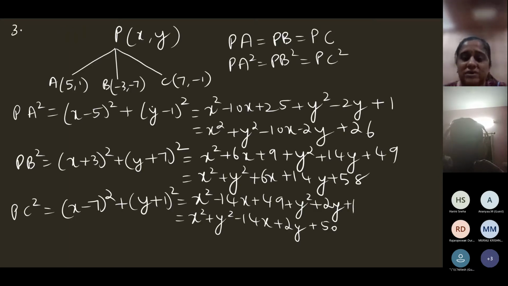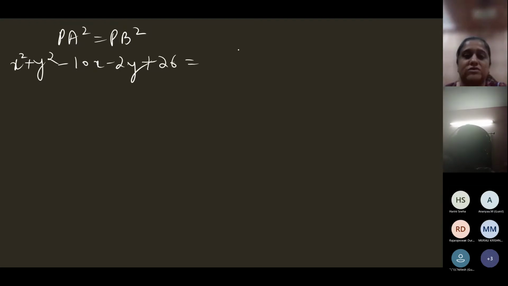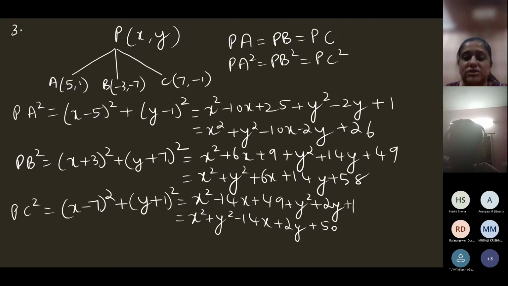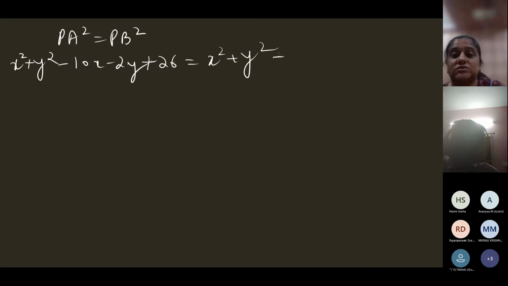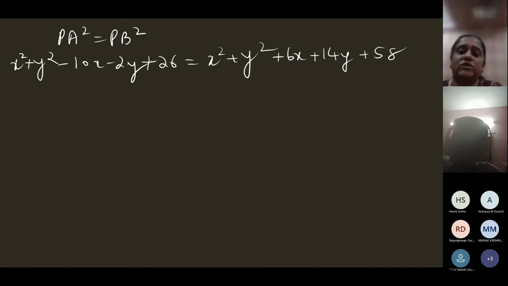So now case 1: PA square is equal to PB square. So what is PA square? x squared plus y squared minus 10x minus 2y plus 26 is equal to x squared plus y squared plus 6x plus 14y plus 58. So this is PA square is equal to PB square.